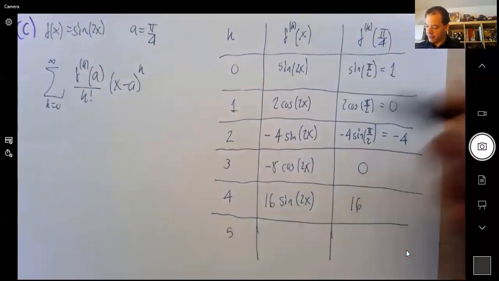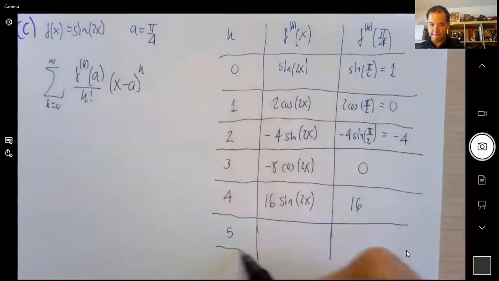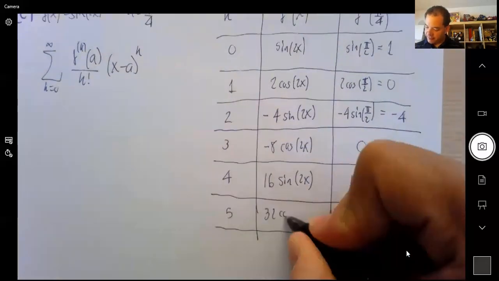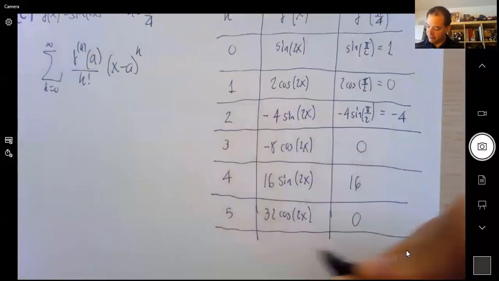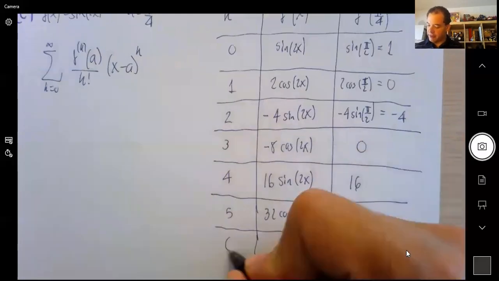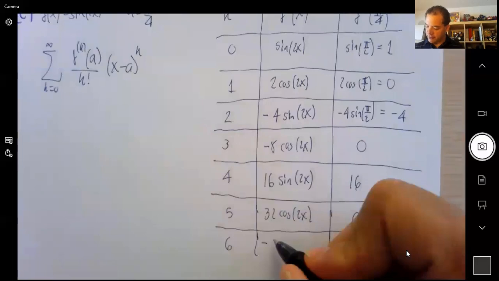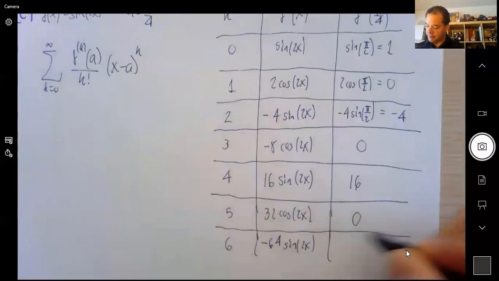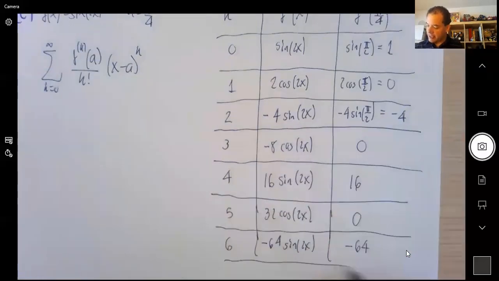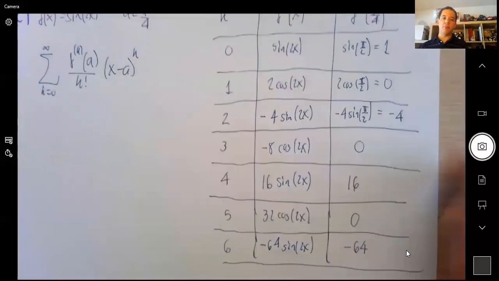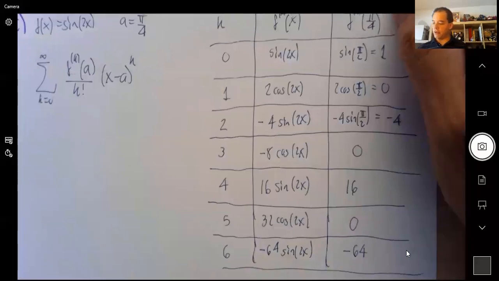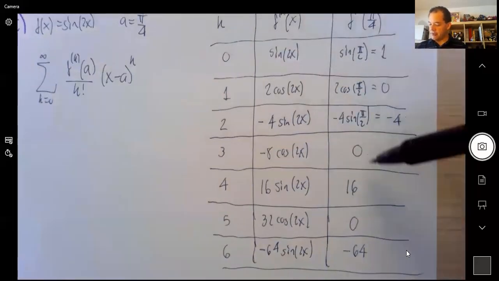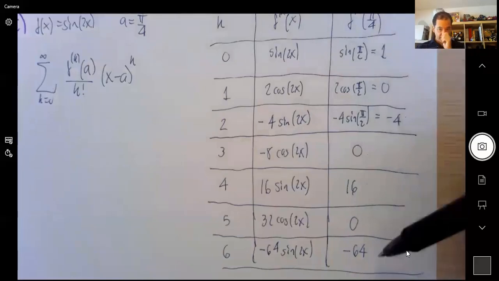So we have 1, 2, 3. We need one more. This will be 32 cosine 2x, and this will be 0. Still doesn't count. And then negative 64 sine 2x. When we plug it in, we get negative 64. And I kind of see the pattern now, right? If I wanted more than 4, we could figure it out. Because look, it's 1, 0, negative 4, 0, 16, 0, negative 64. Yeah, so it's kind of easy.